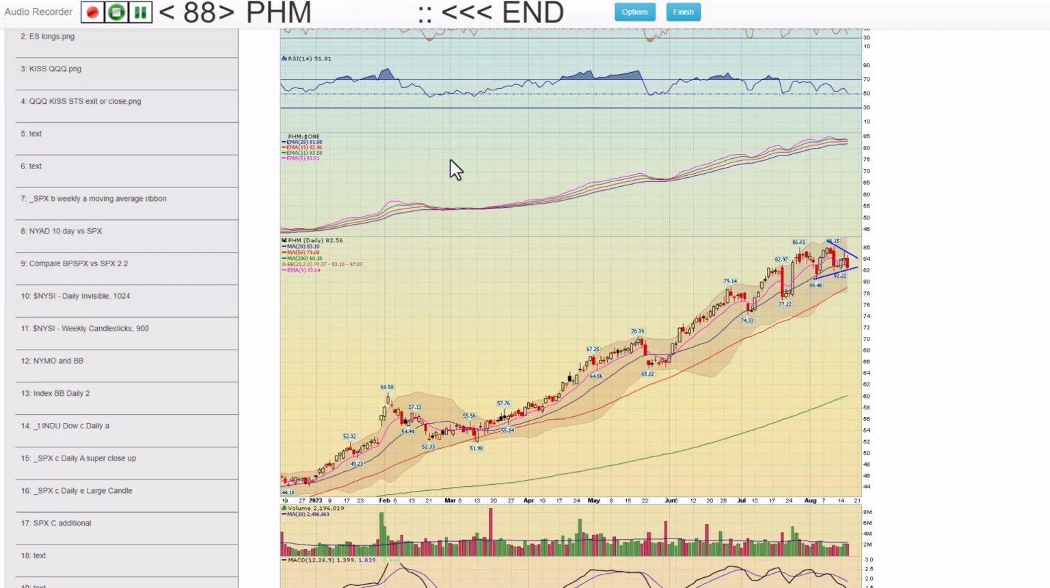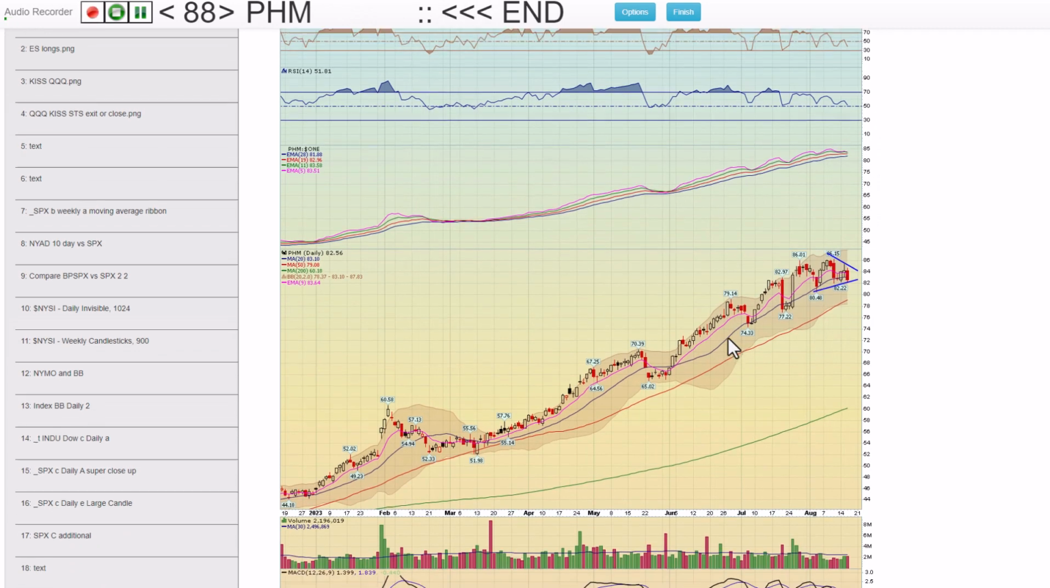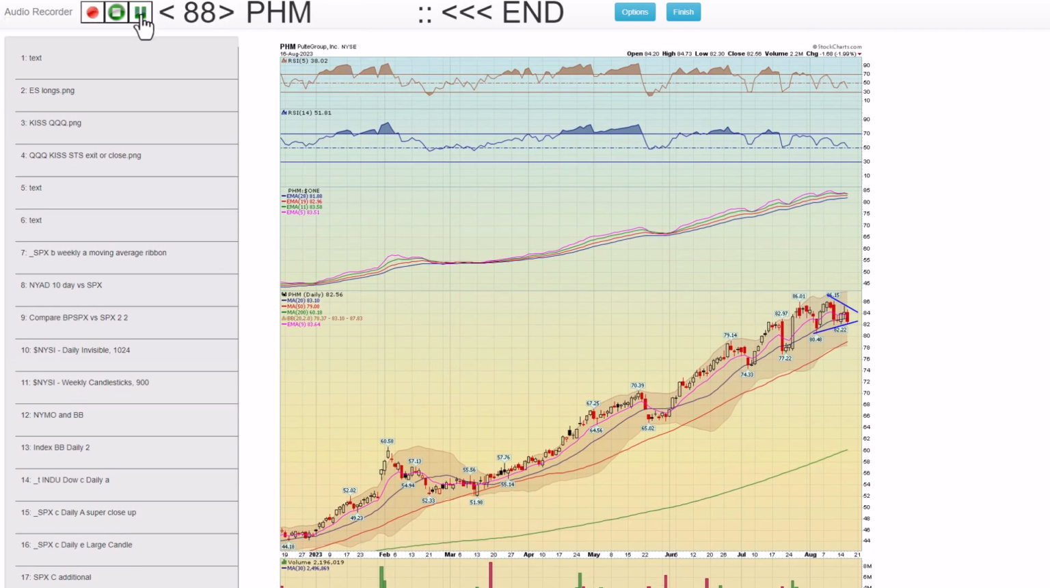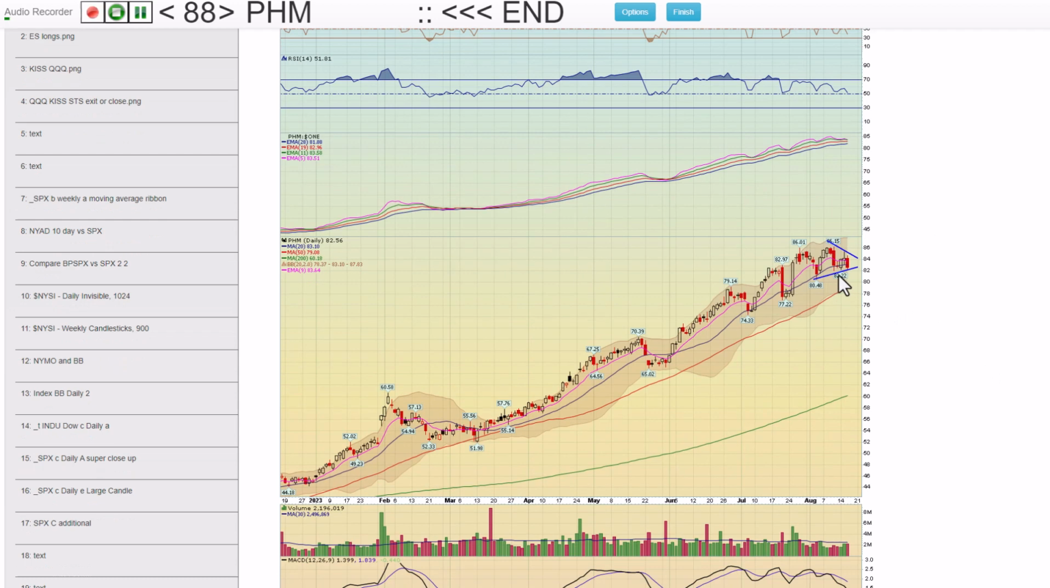Finally, chart 88, PHM. This is a utility. And anyway, this looks vulnerable. Actually, it's not a utility. It is a homebuilder. I remember XHB looks toppy. So this is one that has some meat on the bone. If it breaks this to the downside, you could have a quick short at least down to the 50-day moving average.